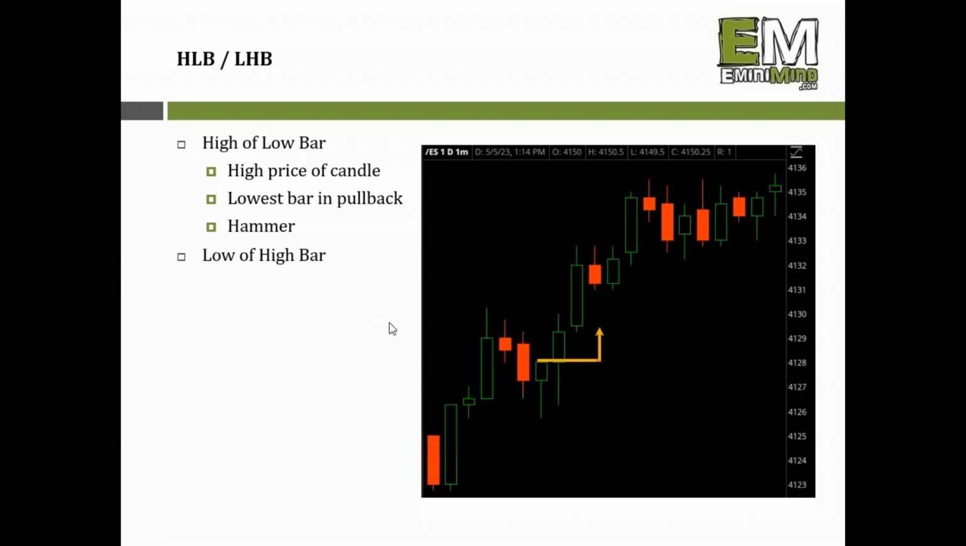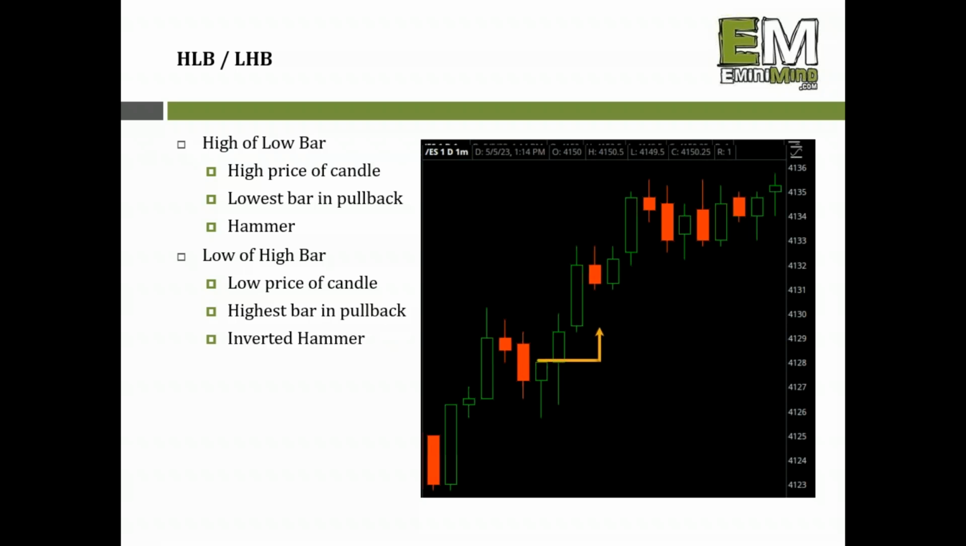So high of low bar is the highest price of the lowest candle in the pullback, and then you can kind of guess with the low of high bar, it's just the other way around: the lowest price of the highest bar in the pullback. And there we'd be looking for an inverted hammer. And I've got some more examples of that here as we go.